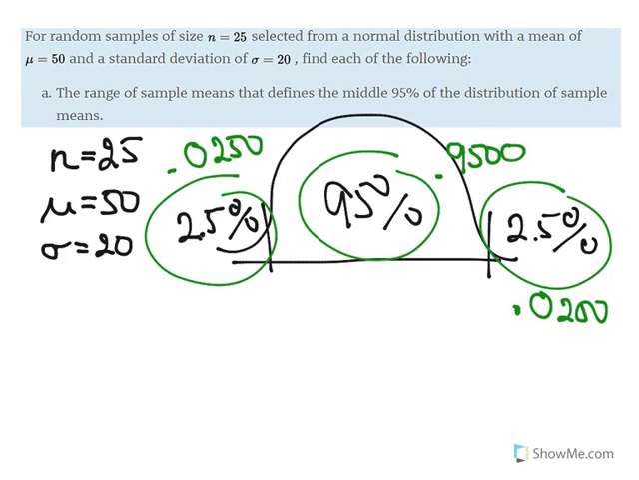But if you forget what the z-score is for that, you can always look it up. So you're looking for a z-score, right? Because you need the z-score for this and the z-score for this in order to find the middle 95%. That's what's being asked. You can always look it up. So you can look up the z-score for a proportion of 0.0250.